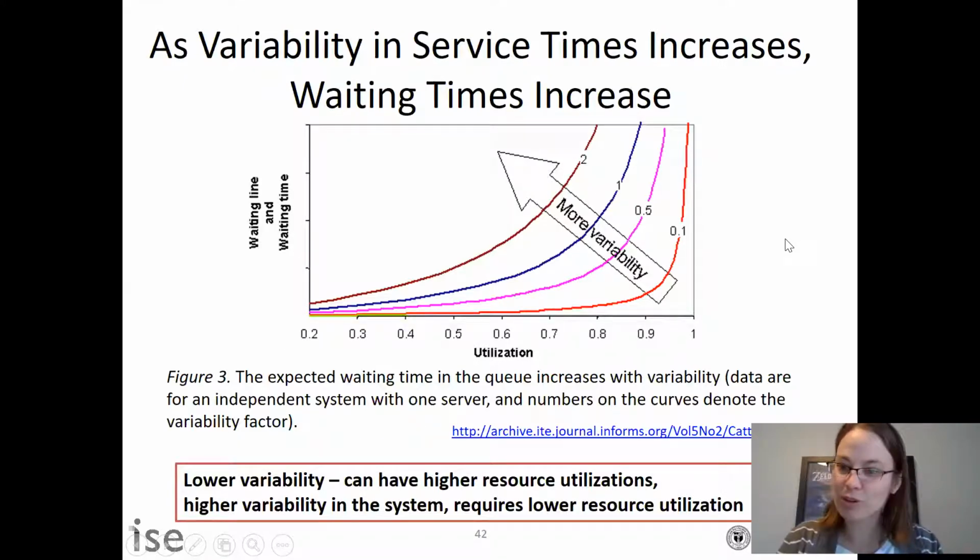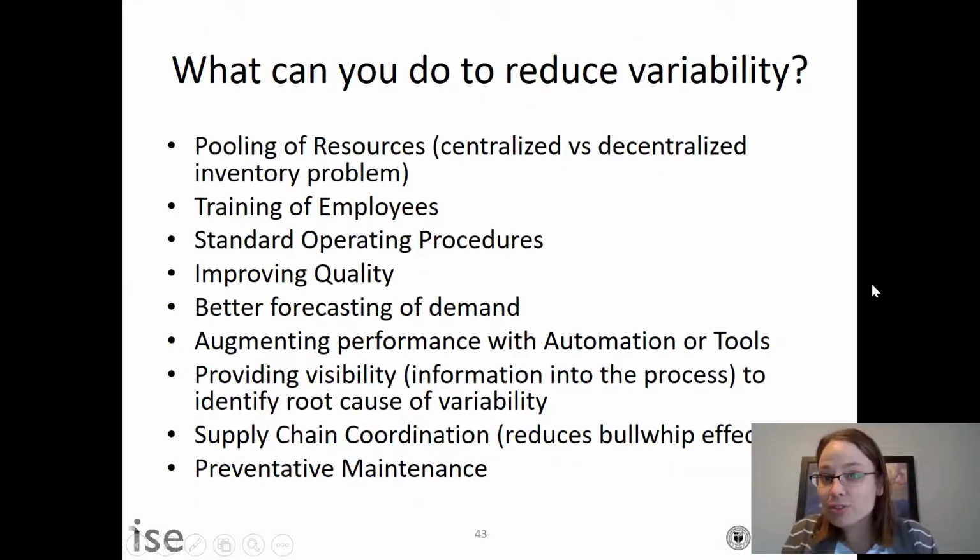And then this is just repeating what I just said: with lower variability, you can have higher resource utilizations. Higher variability in systems requires lower resource utilization for the same level of service. And the waiting time you could think of as a measure of service. All right, so what can you do to reduce variability?